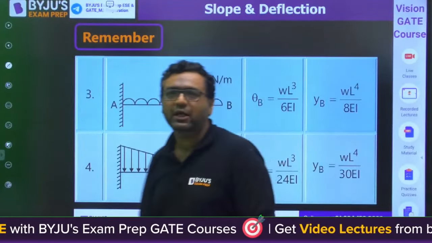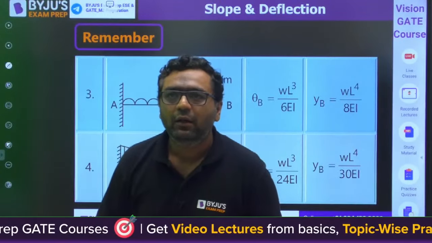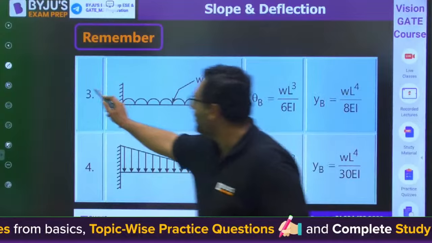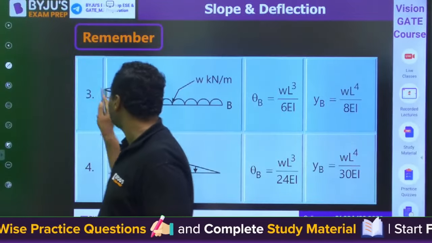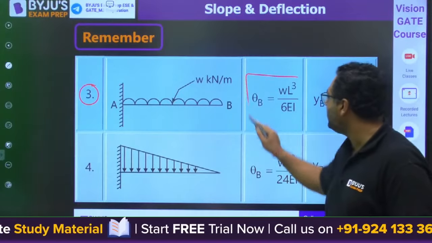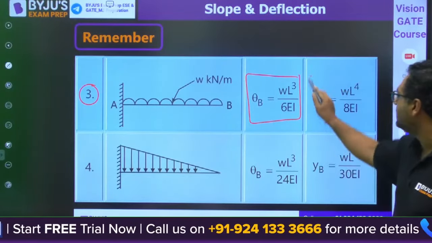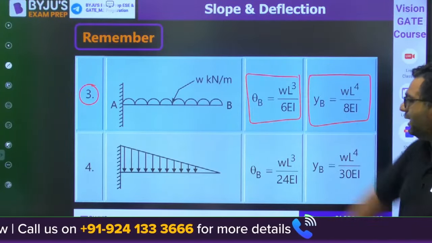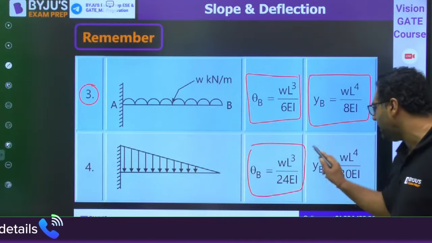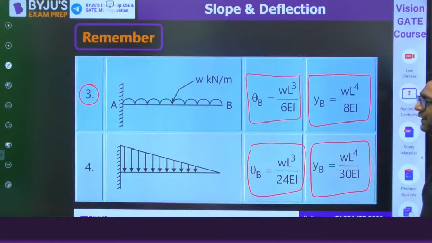Then if we are having a UDL, yes Malesh, we will go like that. So for the third case, we are having the UDL. For UDL, theta B is WL cube upon 6EI, YB is WL to the power 4 upon 8EI. For UVL, we have WL cube by 24EI, WL to the power 4 upon 30EI.